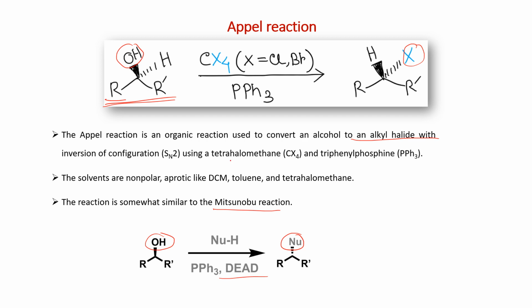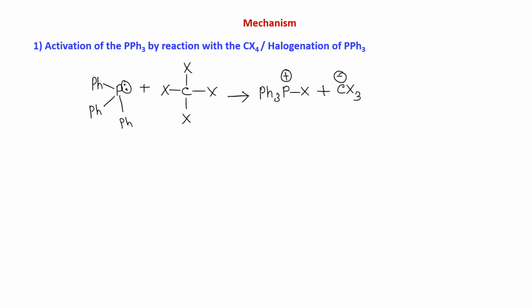So here this Appel reaction, next we will see what is its mechanism. But remember the main purpose why we are using this PPh3, the reason is we want to convert the OH group to a good leaving group, because the OH group itself is not a good leaving group. So if we want substitution, obviously we have to first convert it to a good leaving group. That is the purpose of using this phosphorus compound. So look at the mechanism.